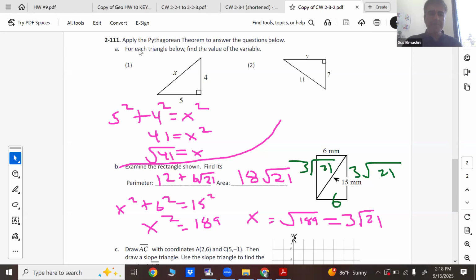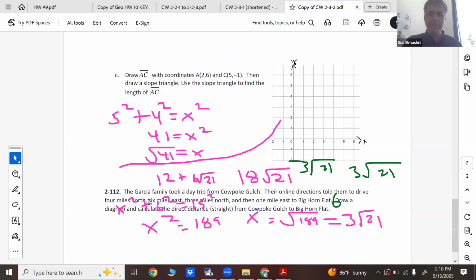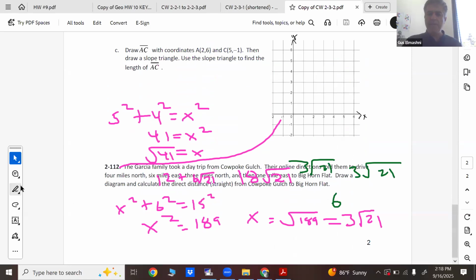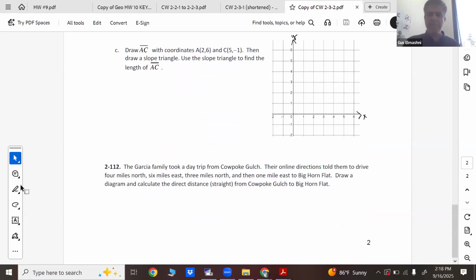All right, let's keep on moving. Has anyone tried C yet? Once you try C and the last one, then we'll check in.